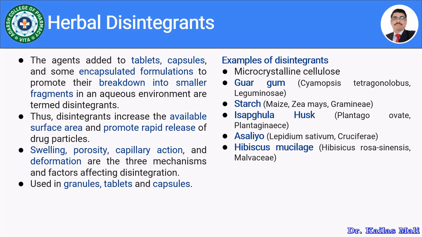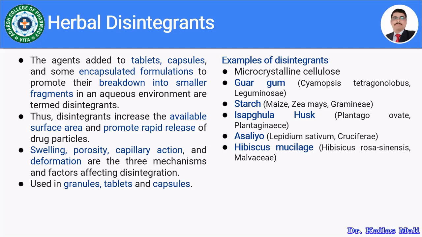Let us see examples of disintegrants from herbal sources. The very first example is microcrystalline cellulose, which is obtained from woods and pulps. We get the cellulose and it is converted into microcrystalline cellulose. Its chemistry remains the same. It acts as a diluent, as a disintegrant, and as a binder also.